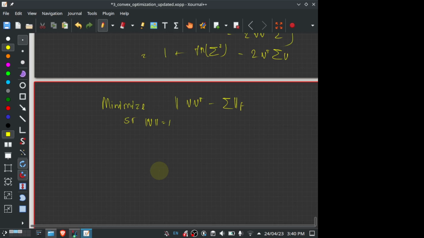Now let's look at V V transpose. What properties does this particular matrix have? Yeah, it is rank 1. Yes. What else do we know? So let's take this particular X equal to V V transpose. This has rank equal to 1. What else? Yeah. Okay, it's PSD. What else do we know?